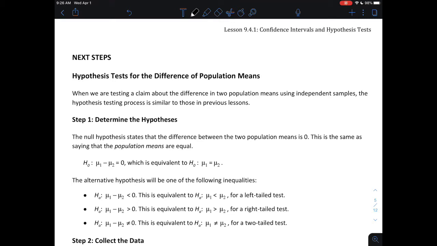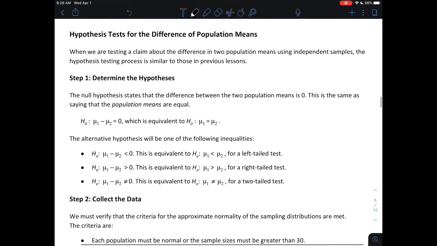Step 1, determine the hypotheses. The null hypothesis states that the difference between the two population means is 0. This is the same as saying that the population means are equal. So this is just like what we saw in Module 8 with proportions, but now we are looking at means. So either the two population means are equal or the difference between the two population means is 0. So that's why we see our null hypothesis stated H sub 0: mu1 minus mu2 equals 0, or we could say H sub 0: mu1 equals mu2.